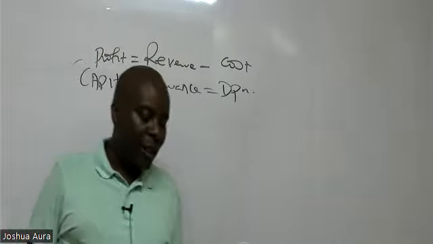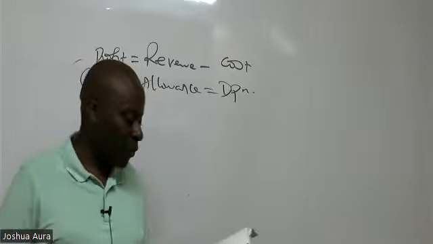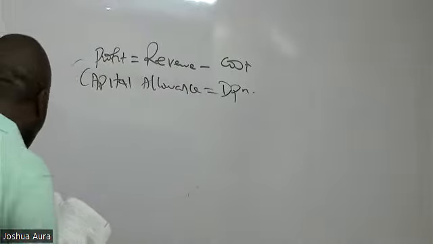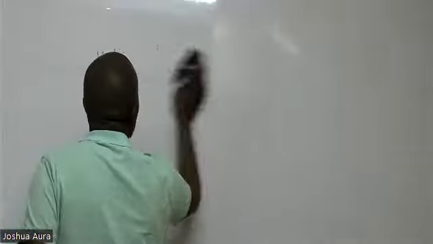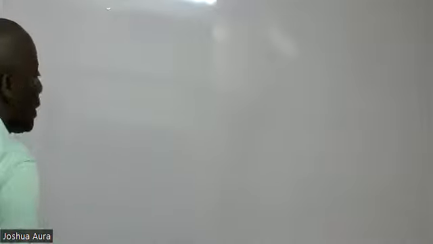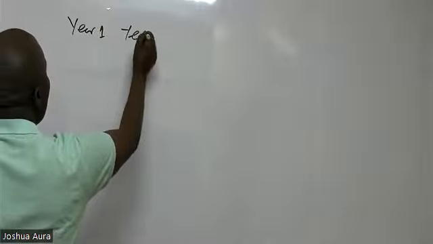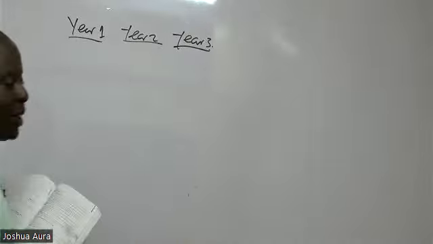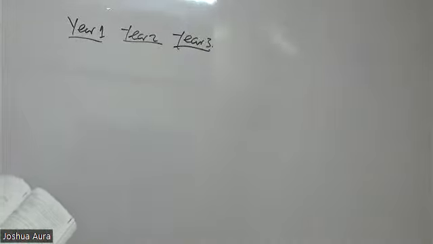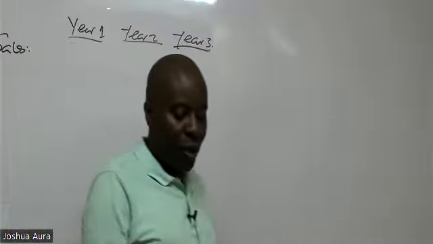Now, ladies and gentlemen, could we kindly go ahead and look for these profits? Let's draw this table ourselves. So we have year 1, we have year 2, we have year 3. I want the profitability of this company over the 3 years. We are going to start with sales. Sales is revenue. So we have sales here.